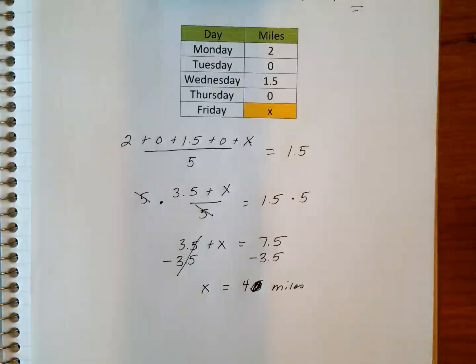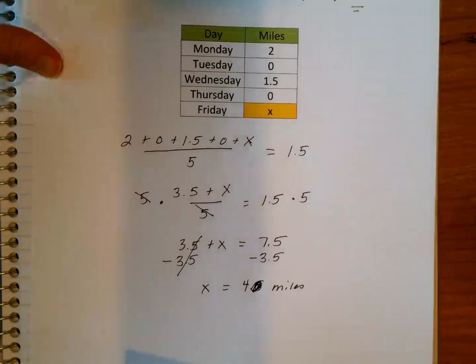So you would have to run 4 miles on Friday to get an average number of miles run per day of 1.5. So those are probably the trickiest problems you're going to see in this lesson, so we're going to look at one more.